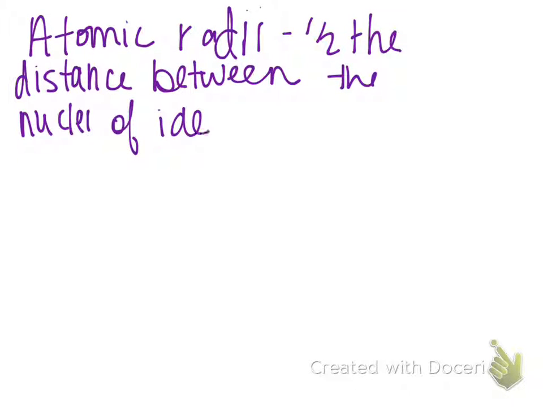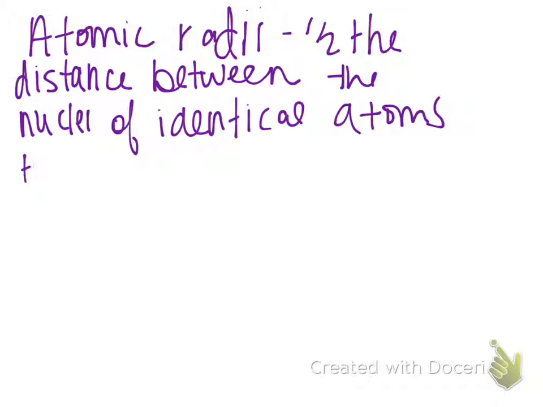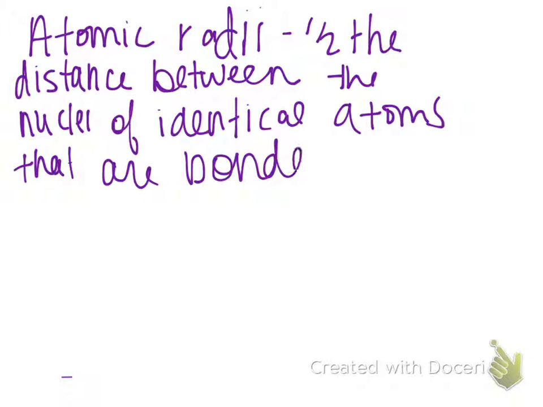Of identical atoms that are bonded together. Okay, so the atomic radius of an element or of atoms or a compound is half the distance between the nuclei of two identical atoms. Why might it be important that we're talking about identical atoms here to get an accurate measure of atomic radii, or the trends due to atomic radii?